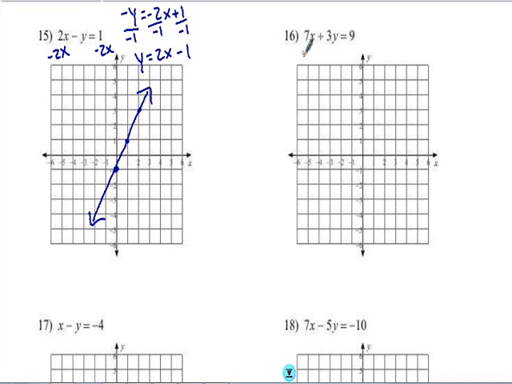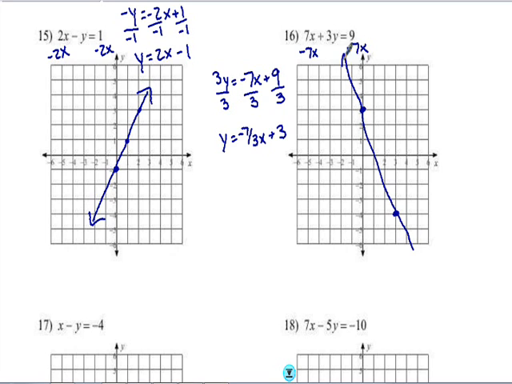Same thing here with number 16. So the first thing I have to do is move the x. So I'm going to subtract 7x from both sides. I'm going to write it over here so we have plenty of room. So 3y equals -7x plus 9. Then divide everything by 3. Okay, so y equals -7/3 x, which is already simplified, and then 9 divided by 3 is 3. So I have a y-intercept at 3. -7 means I'm going to go down 7, so 1, 2, 3, 4, 5, 6, 7, and then right 3. 1, 2, 3. There's my next point. That's what my line looks like.